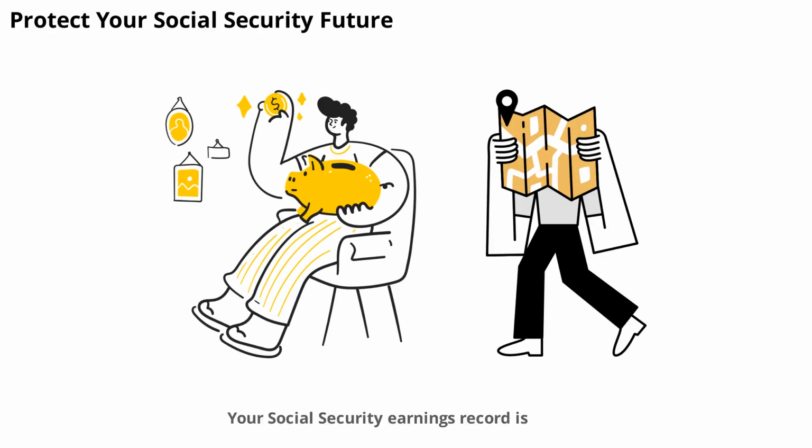Your Social Security earnings record is the foundation of your financial future. By checking it regularly and correcting any errors, you're taking an important step to protect your benefits. Remember, the process may take time, but it's worth the effort. Stay organized, stay proactive, and you'll be well on your way to a secure retirement.